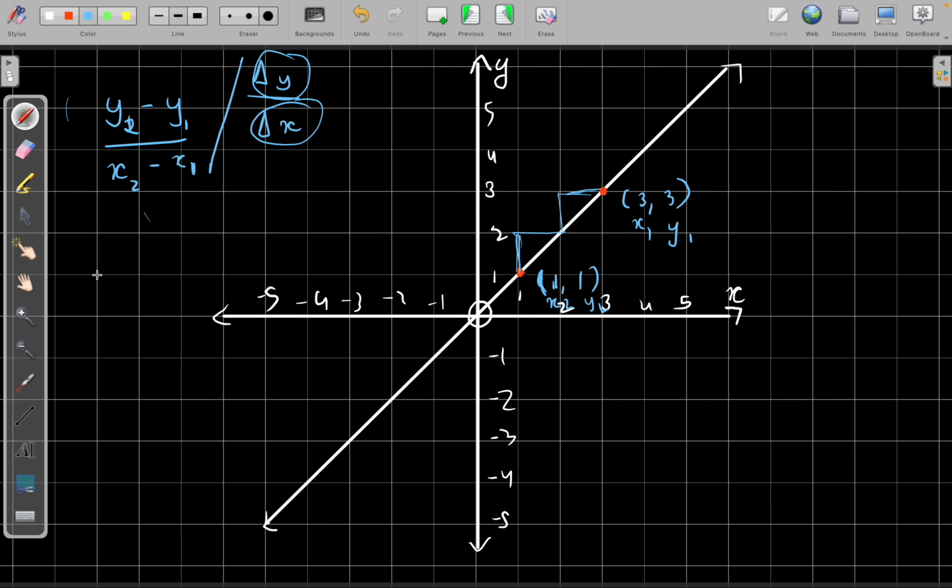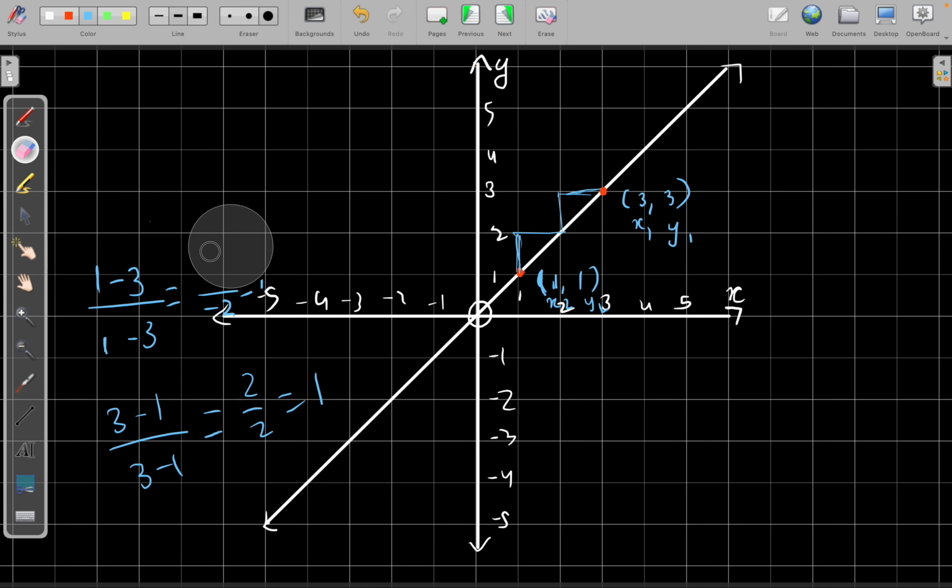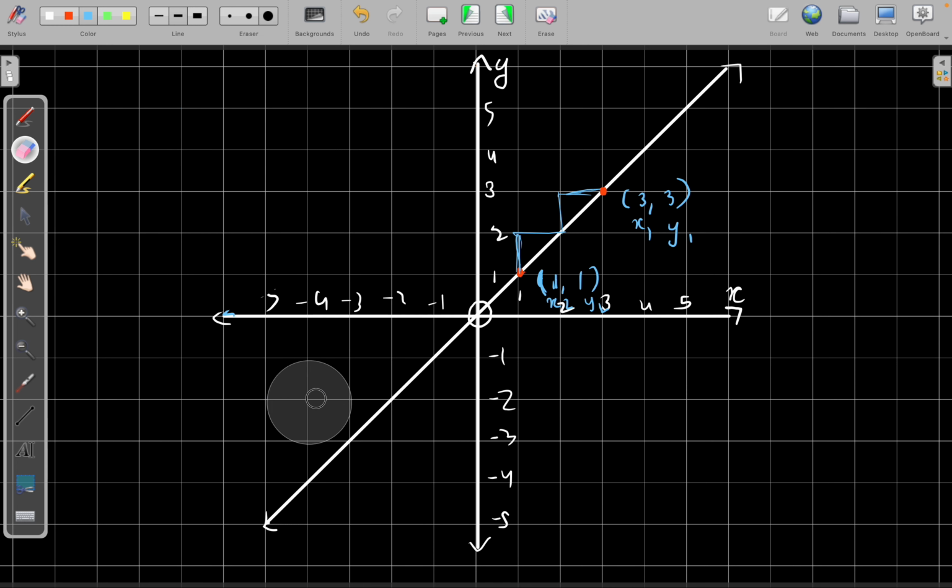y2 is 1 minus 3, by x2 is 1 minus x1 is 3. I get minus 2 by minus 2, which simplifies to 1. And if I do it the other way around, 3 minus 1 by 3 minus 1, I also get 2 by 2, which is 1. So either which way, it doesn't matter. That's the second way to find it.